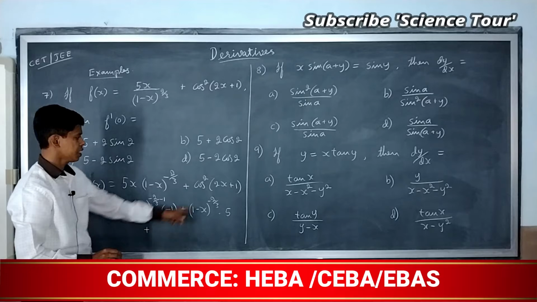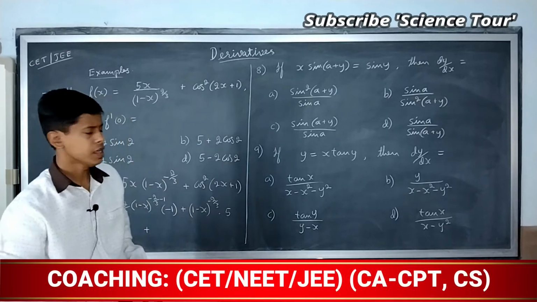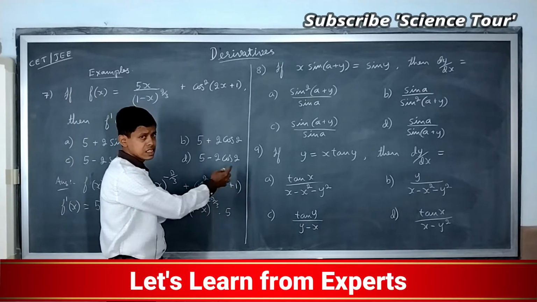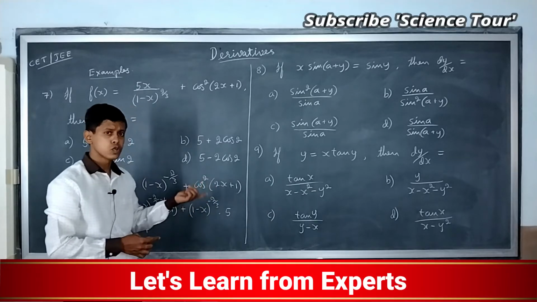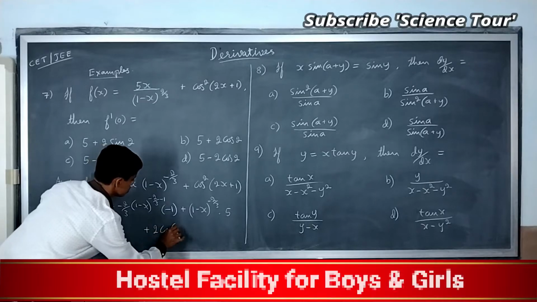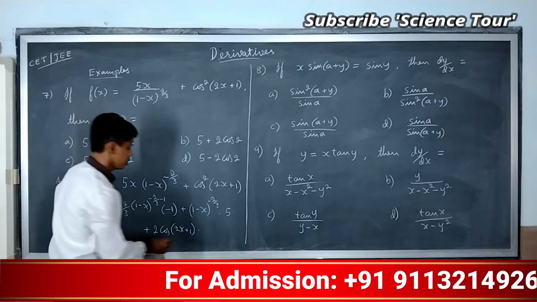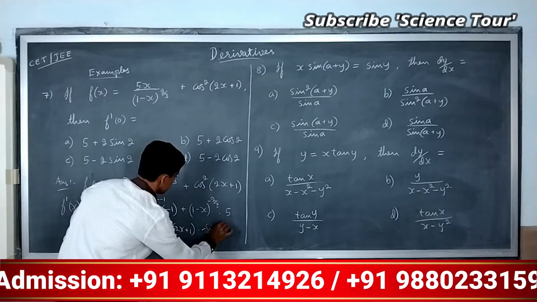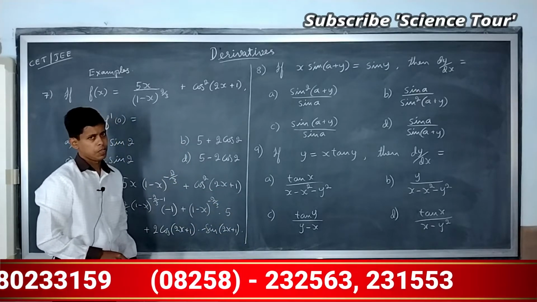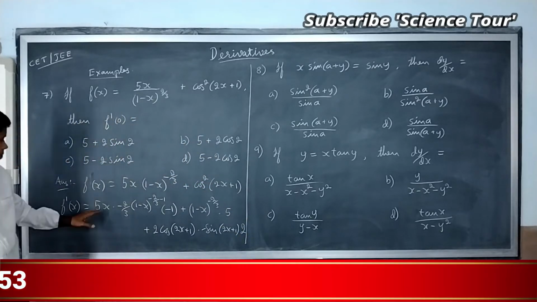Plus second one, you have cos square, right? So that means cos 2x plus 1 whole square, that is like x square. So derivative of x square is 2x. So cos square is 2 cos 2x plus 1 into derivative of cos. So derivative of cos is minus sine into derivative of 2x plus 1, that is 2. So into 2. Well, so that is f dash of x.